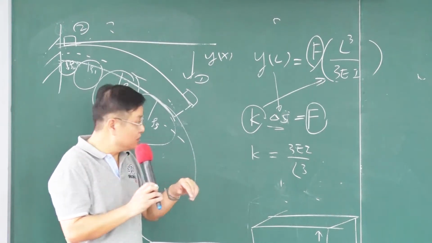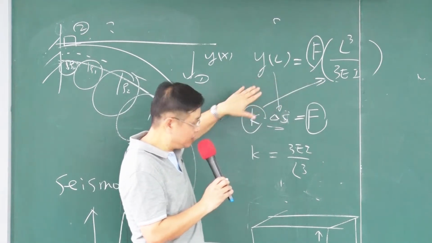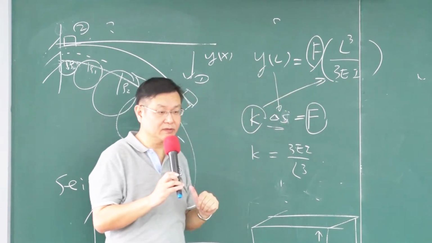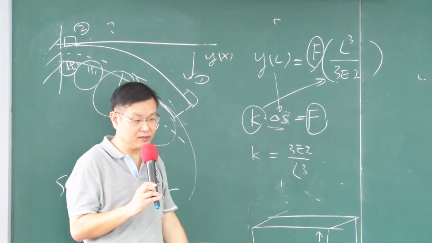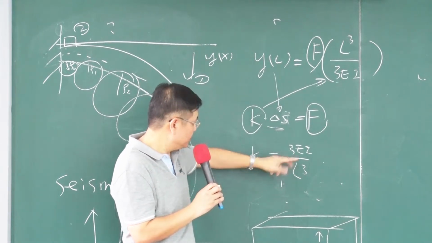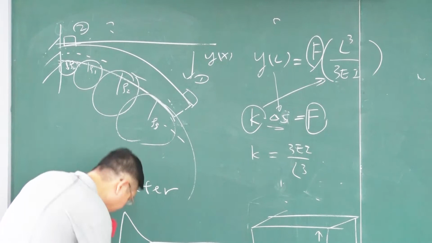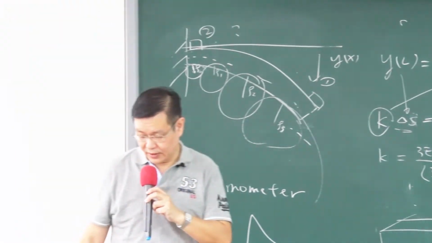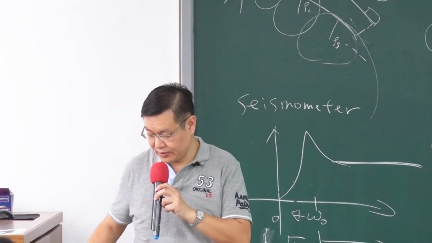Okay, so we can consider the cantilever as a spring. For a spring system, the ratio between the force and the displacement is the spring constant. That's it. So the spring constant will be this part, the reverse value. Every time we talk about a spring using a cantilever, we use this equation.